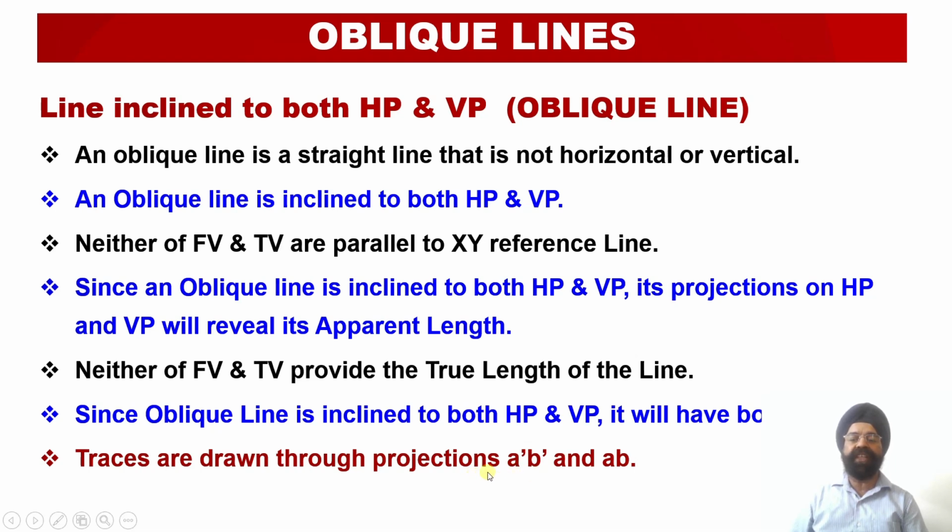That is, the projections in the front view will be A dash, B dash, and the projections in the top view will be AB. And we must note that the traces are drawn through projection lines A dash, B dash and AB, and they are not obtained through the extensions of the true lengths of the line.